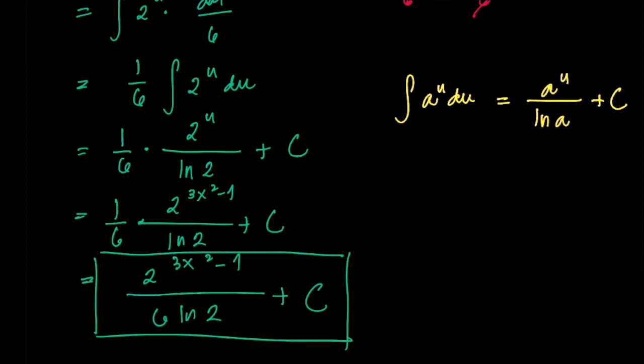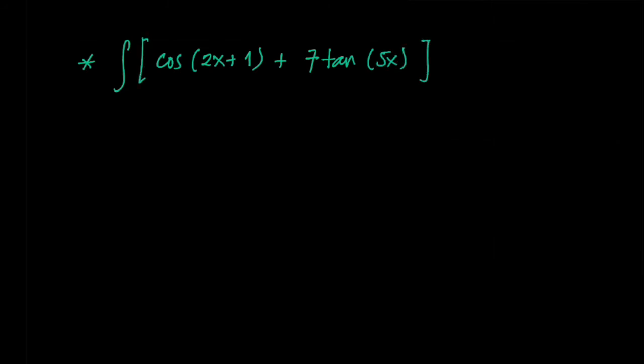Now, for our next example, let's now have trigonometric functions. So, just simple trigonometric functions. So, let's have the integral of cosine, let's say 2x plus 1 plus, let's have a coefficient here. So, 7, let's say tangent 5x. So, simple lang. Close parenthesis, dx.